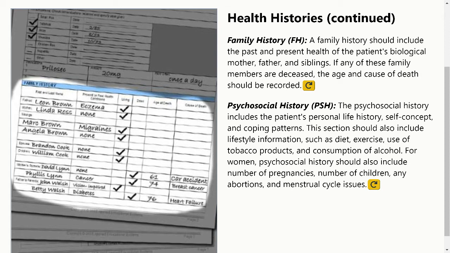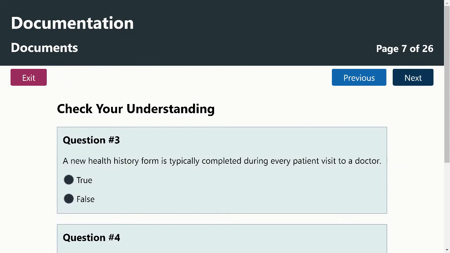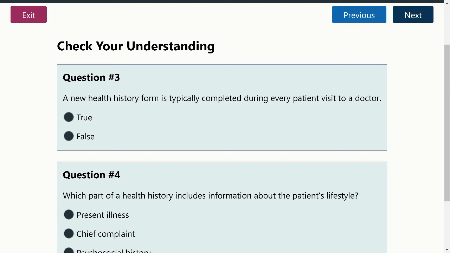If you're allergic to medicine, let them know. We don't want to give you something that's going to react with what you're allergic to. Because some people take stuff or have diseases or whatever where they can't have certain things. So that's why you should be aware of what you got going on. Now, if you just don't know, you don't know. But if you do know, let it be known so they'll understand what's happening. A new health history form is typically completed during every patient visit to a doctor.